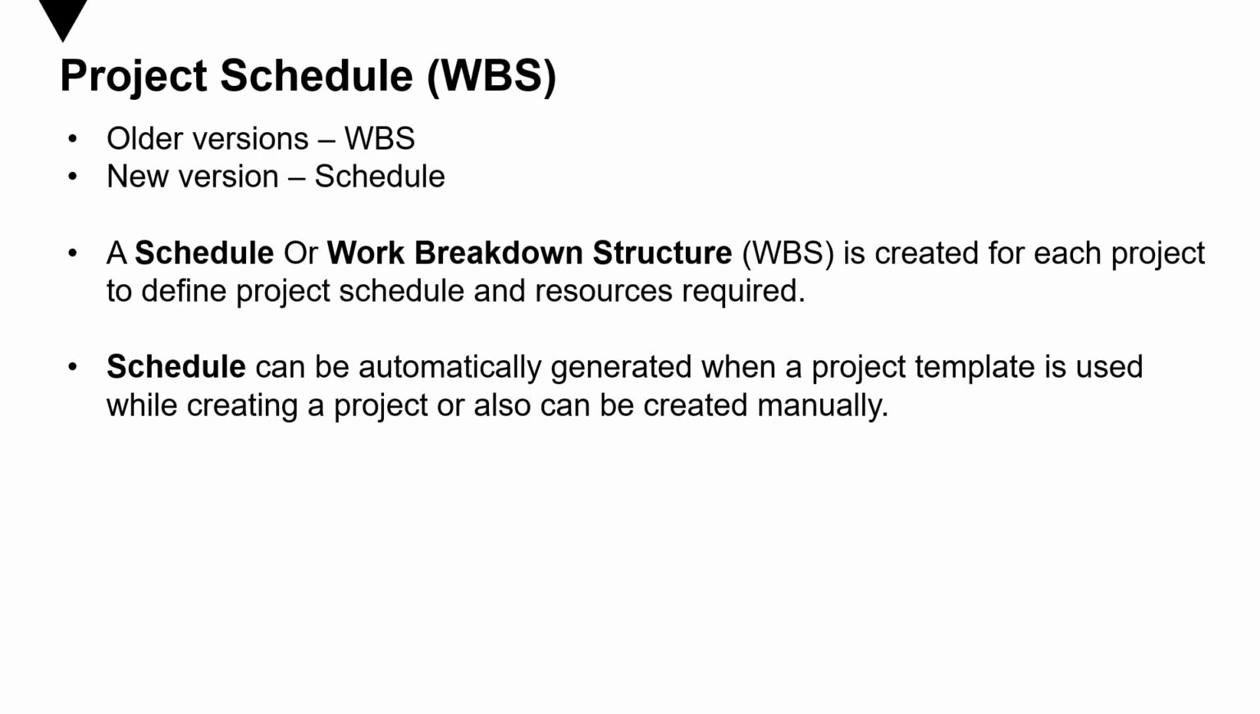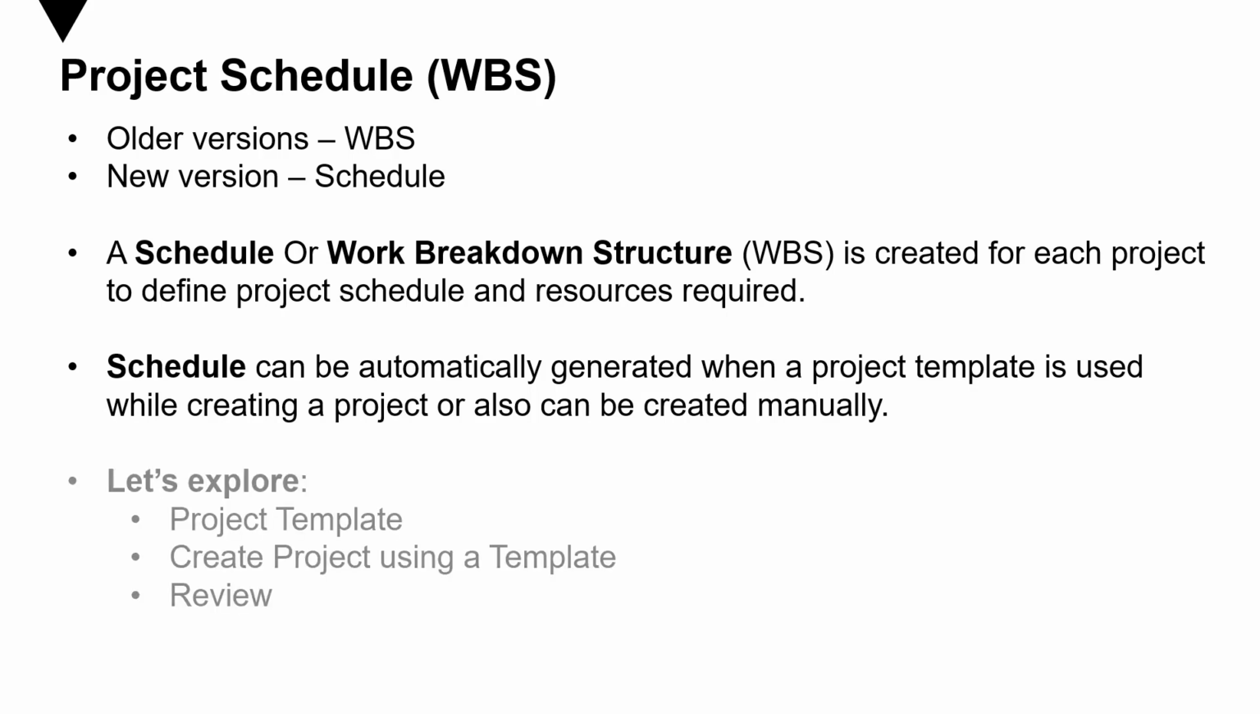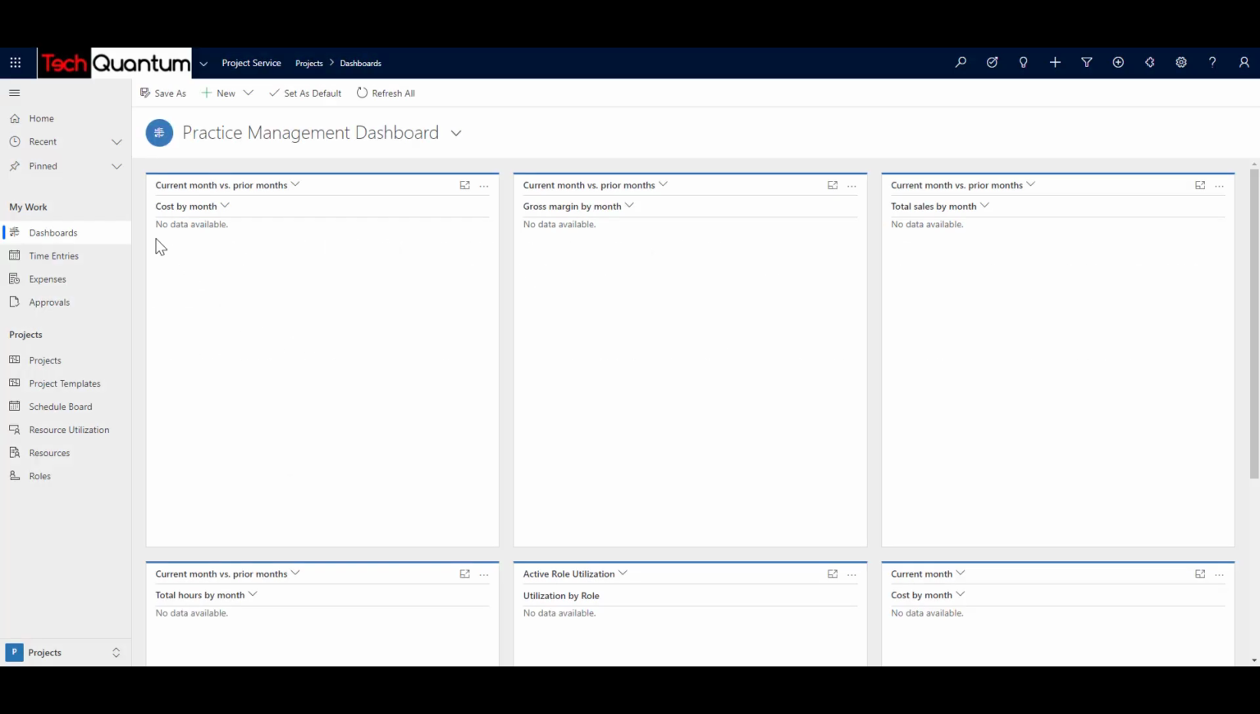Schedule can automatically be generated when a project template is used while creating a project, or it can also be created manually. So let's explore how to create a project template. And when you create a project template, you essentially do not have to worry about the schedule and assignment of resources. It is automatically done when you create a project out of that template. Then we'll also see how to create a project using a template, and then how you can review and make changes.